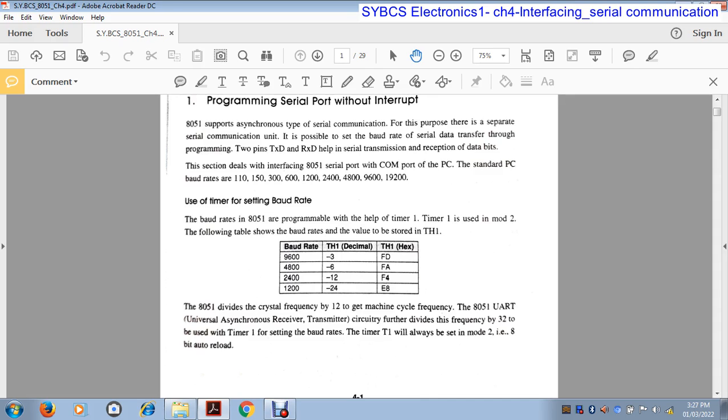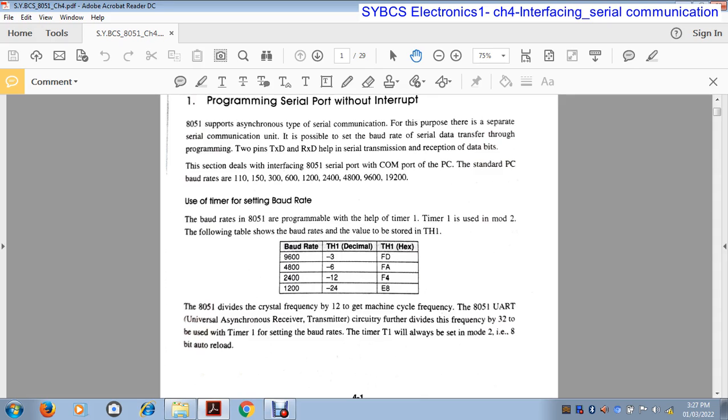We know that there are two timers in the 8051 microcontroller, timer 0 and timer 1. Out of these two timers, only timer 1 is used for serial communication purposes. Now there are four modes of operation: mode 0, mode 1, mode 2 and mode 3. Out of these four, mode 2 is used for the baud rate. So timer 1 and mode 2 are used for serial communication purposes, and the function of the timer is to set the baud rate, which is the rate at which data is transferred from transmitter to receiver.